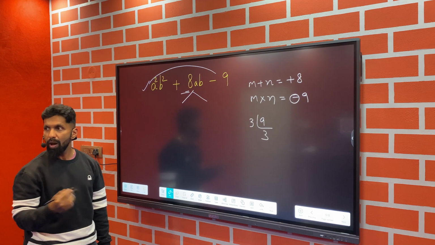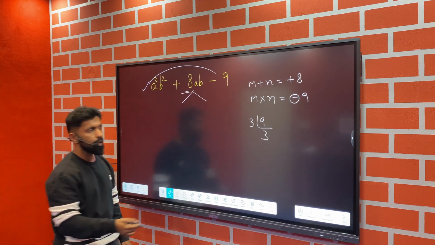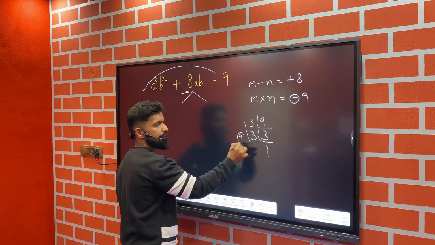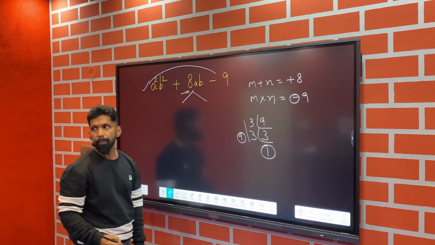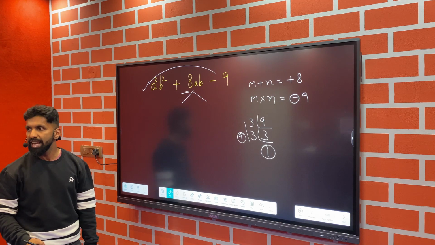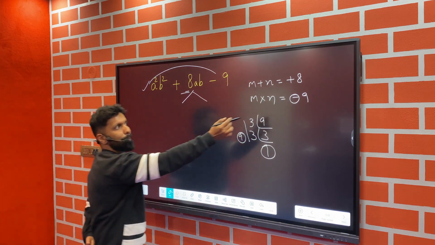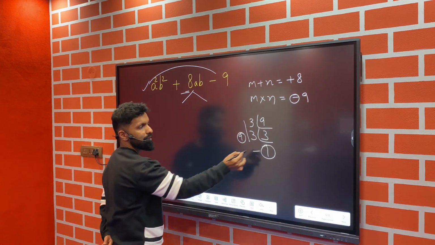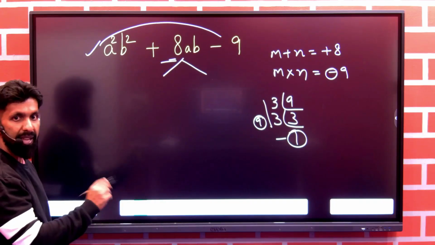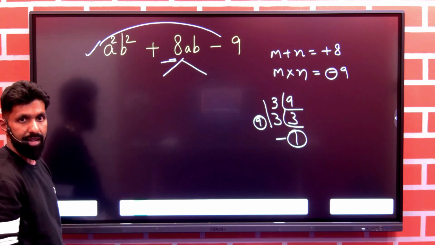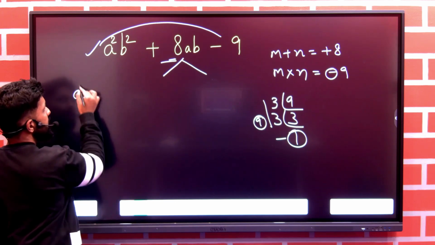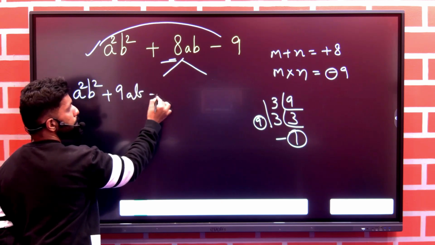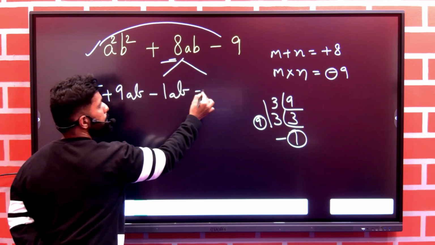With 3 and 3, you add or subtract, you can't get 8, right? Proceed further. 3 ones are, so 3 3s are 9 and 1. Yes, if you subtract 9 and 1, you will be able to get 8. But what is there in my mind? I have a minus sign in my mind, right? So by now you know whom to give the minus sign to. So give the minus sign to 1 because plus 9 minus 1 becomes plus 8, right? So I write this as a square b square plus 9ab minus 1ab minus 9.